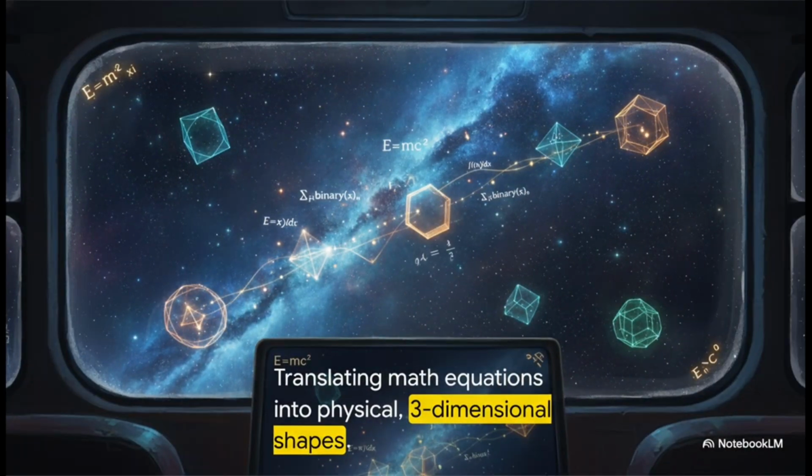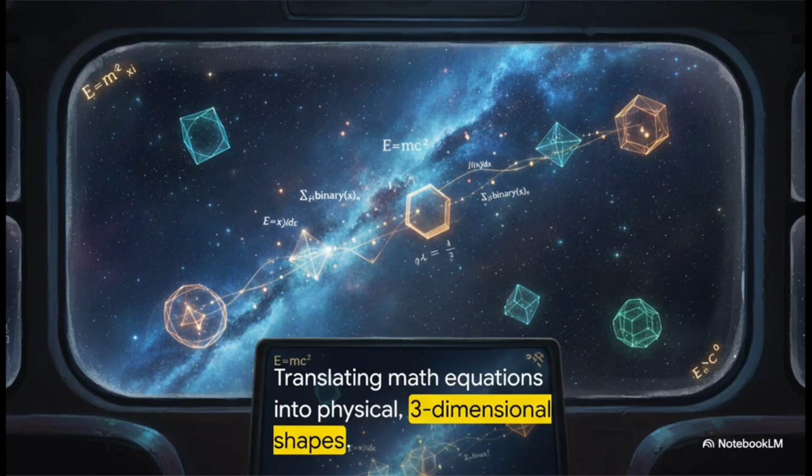We can actually translate these math equations into physical 3-dimensional shapes. The balance of the C1 and C2 lanes isn't just some abstract algebra equation stuck on a chalkboard. It maps perfectly onto some of the most fascinating topological shapes we've ever discovered.